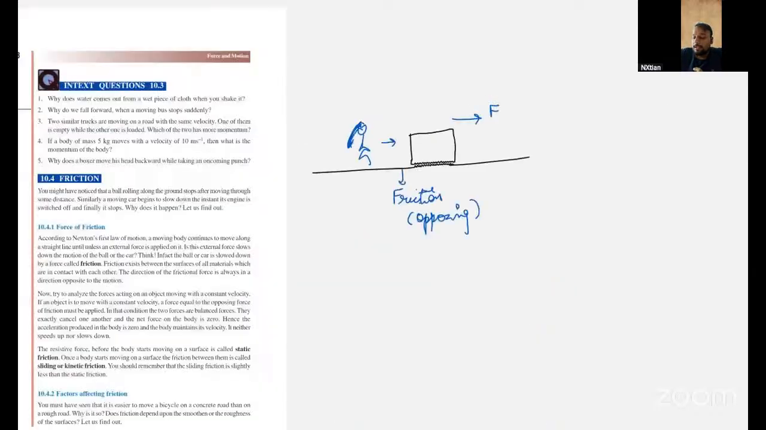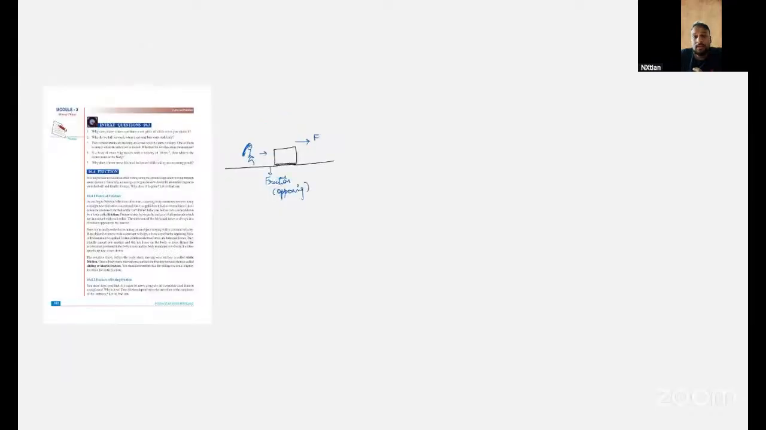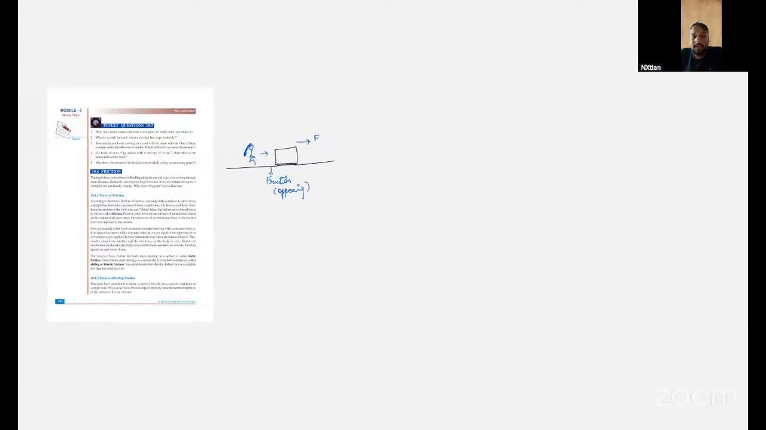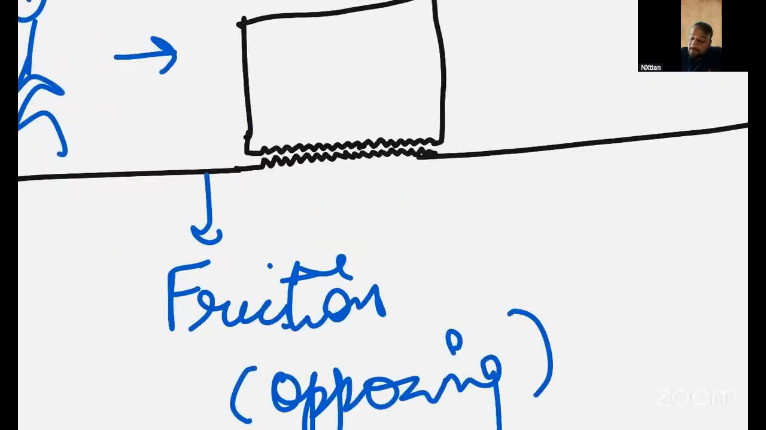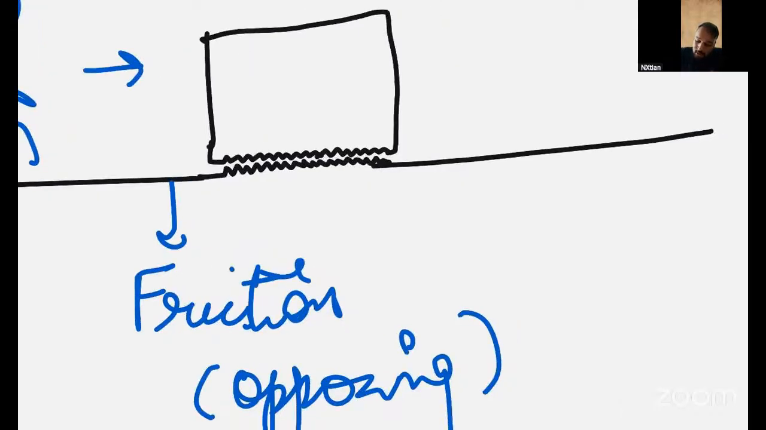For example, when you see it like this, it looks smooth. Yes or no? But when you go to the microscopic level, you will find that every particle has these types of structures. This is called interlocking, the interlocking of the surfaces. Basically, the surfaces interlock like this. That is why the object is not moving.